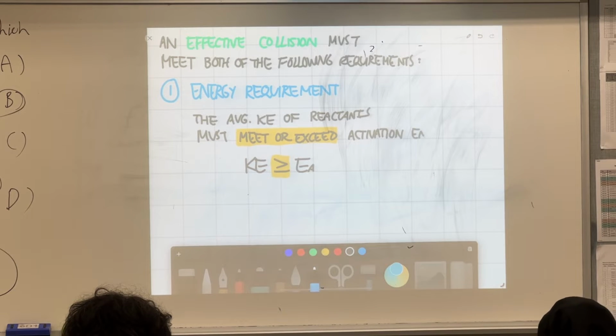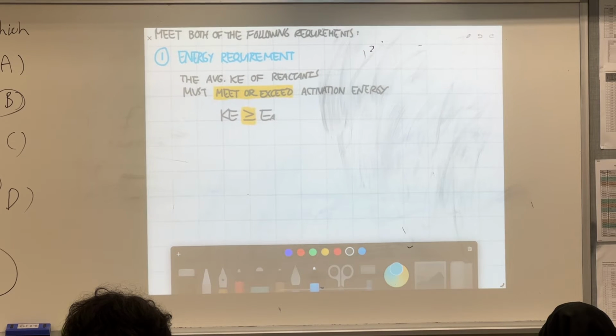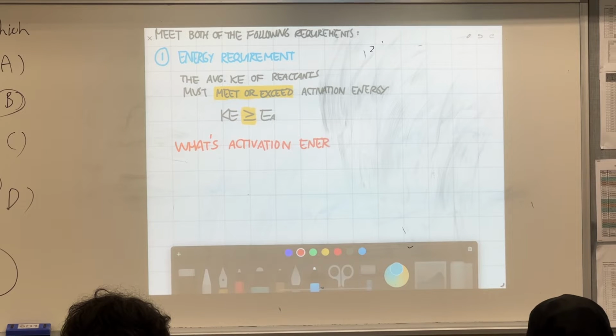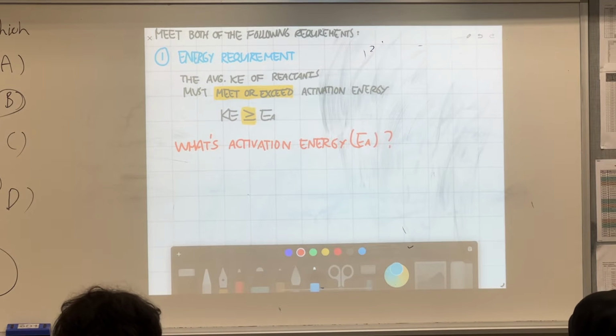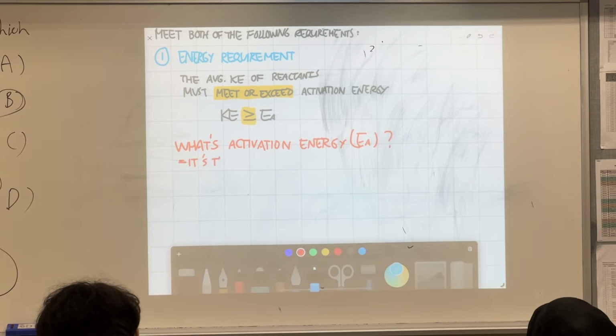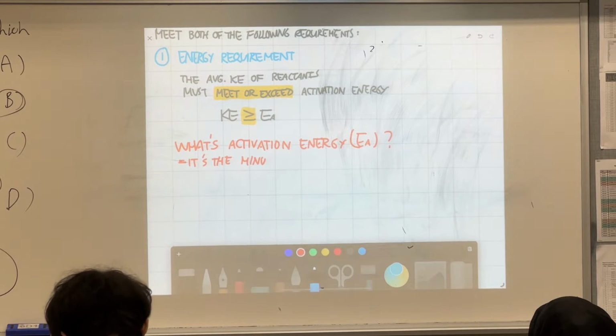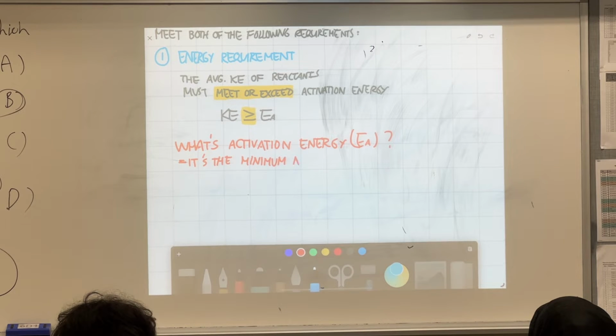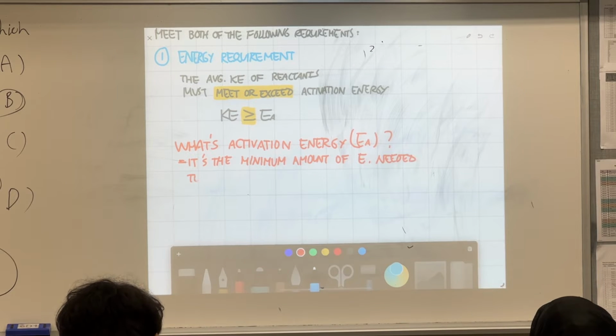Activation energy. I like to look at activation energy using the following analogy. Imagine you are pushing an object from one side of a mountain to the other. First we look at the definition of activation energy. What is activation energy, or Ea? It is the minimum amount of energy needed to kickstart a reaction. Minimum amount of energy needed to start a reaction.